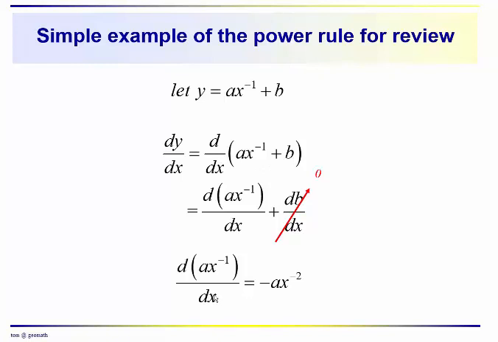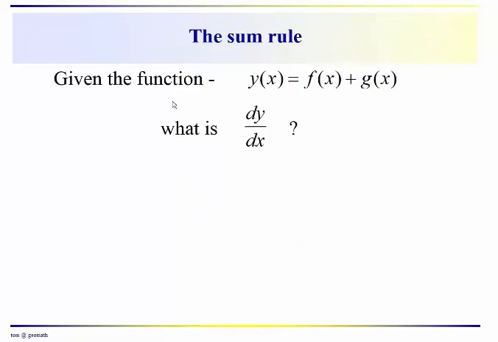So we have d of ax to the minus 1. Use the power rule. Bring the minus sign down in front, minus 1 times ax over here. Reduce the exponent by 1 so that we get ax to the minus 2 power. Okay, so we have the sum rule then in general.